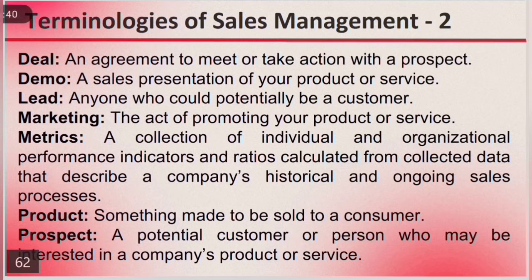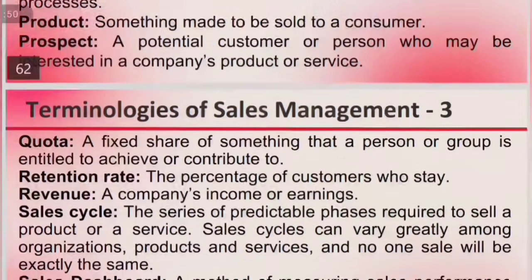Metrics: a collection of individual and organizational performance indicators and ratios calculated from collected data that describes a company's historical and ongoing sales processes. Product: something made to be sold to a customer. Prospect: a potential customer or person who may be interested in a company's product or service.